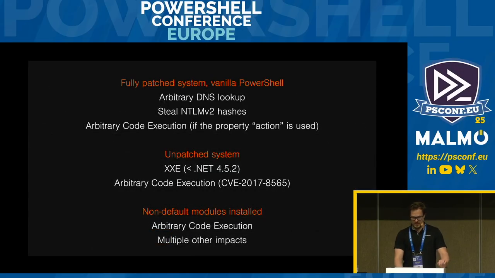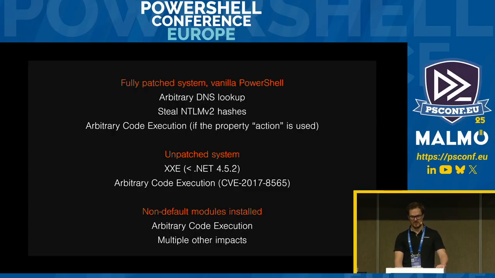And this is kind of where we're at. If the one that is deserializing our bad object has a fully patched system and just vanilla PowerShell, nothing loaded, nothing weird, we can do an arbitrary DNS lookup, we can steal their NTLMv2 hash, and if they use the property action in a weird way, then we can also execute code. If there's an unpatched system, then there's multiple code executions and stuff like that. But these are very old, so I guess you have other problems if this is a problem for you.